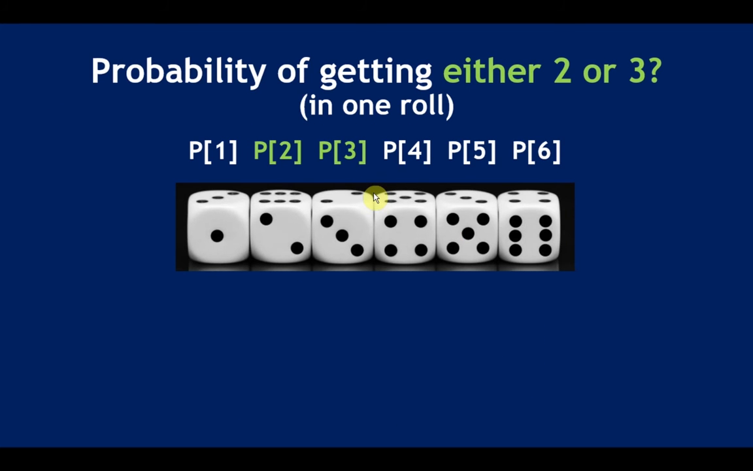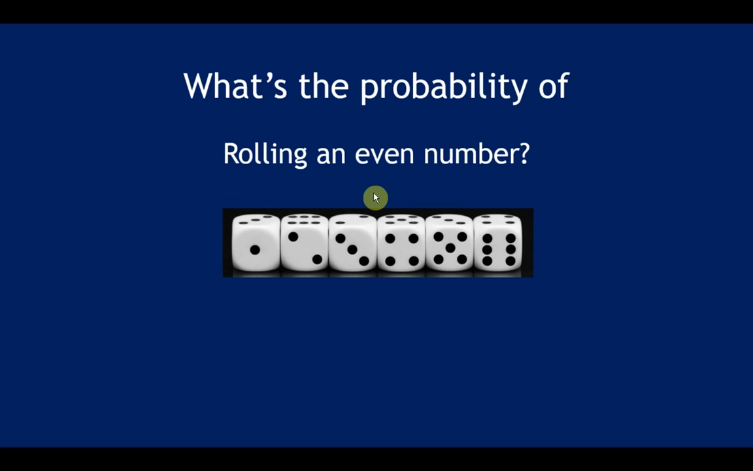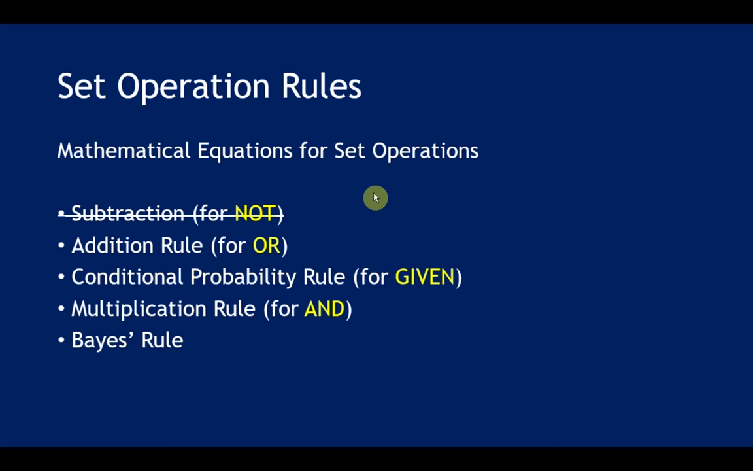So here's a challenge for you. The probability of getting either 2 or 3 in one roll of dice using the addition rule. The next challenge is the probability of rolling an even number. So we'll look at the solution at the end of the lecture.